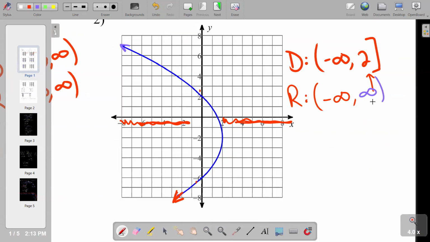That arrow is a very powerful thing. So the range, basically in plain English, is: the graph goes forever down, the graph goes forever up. It's a very lazy, sloppy way of saying the range.